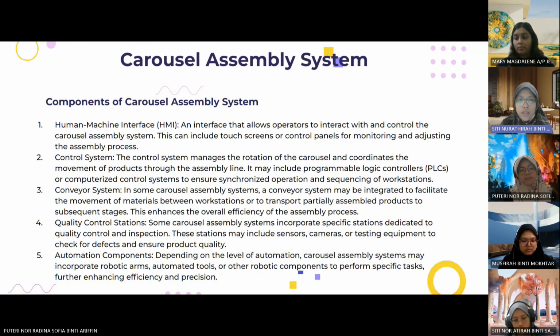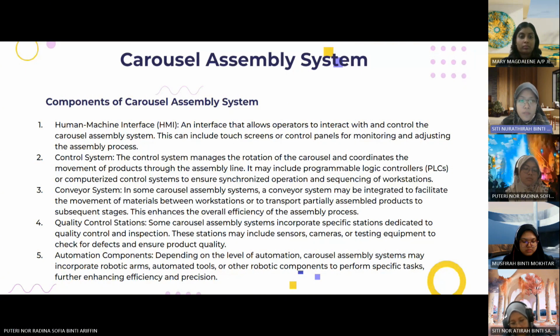But the fourth is quality control stations. Some carousel assembly systems incorporate specific stations dedicated to quality control and inspections. These systems may include sensors, cameras, or testing equipment to check for defects and ensure product quality.